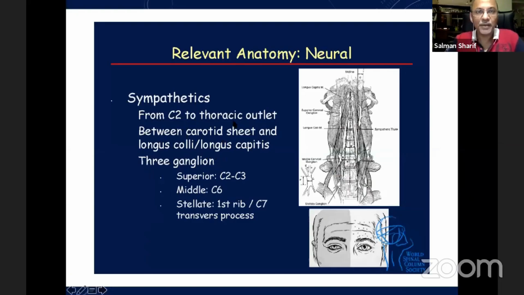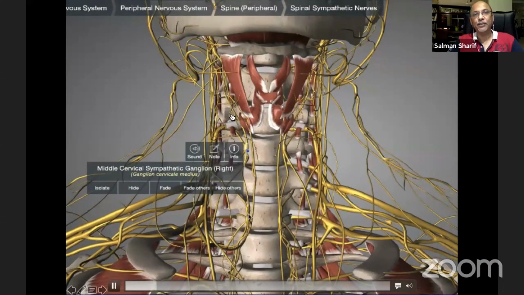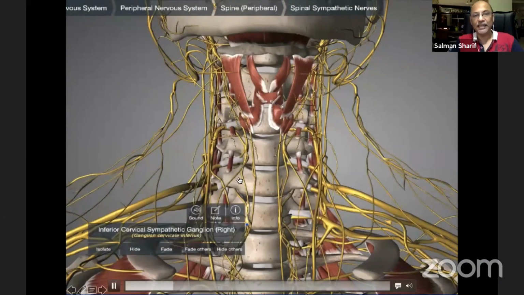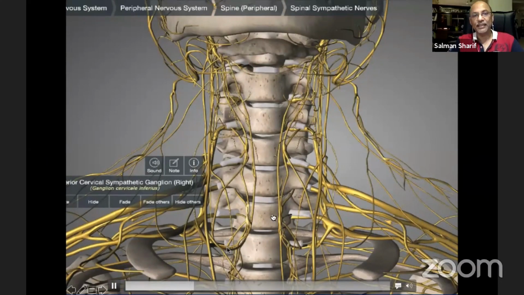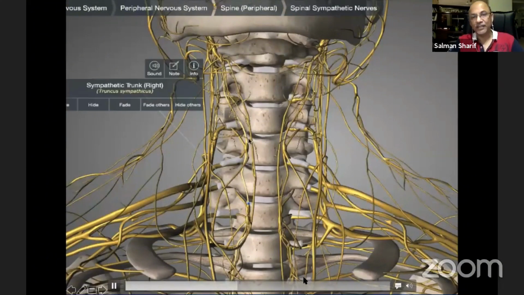The relevant anatomy for sympathetics: the sympathetics run underneath the longus colli. So when you're cutting, you don't want your diathermy to be too high. There are three ganglia: superior at the level of C2-3, middle at C6, and inferior lower down at C6-7. If you look at this, again, you've got the three ganglia, inferior, middle, and superior, and they're all seen here, along with a recurrent on this side, which you can see going up, and the recurrent on the left side is slightly lower, which is down here.